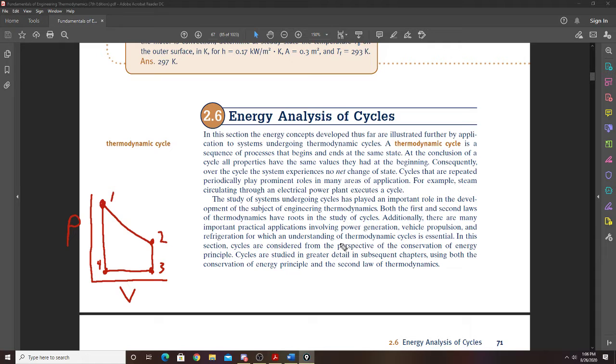So that is what it means by a cycle, that we are getting to the exact same point in which we started. So from that, basically, this is their other definition. It says, consequently, over the cycle, the system experiences no net changes of state.